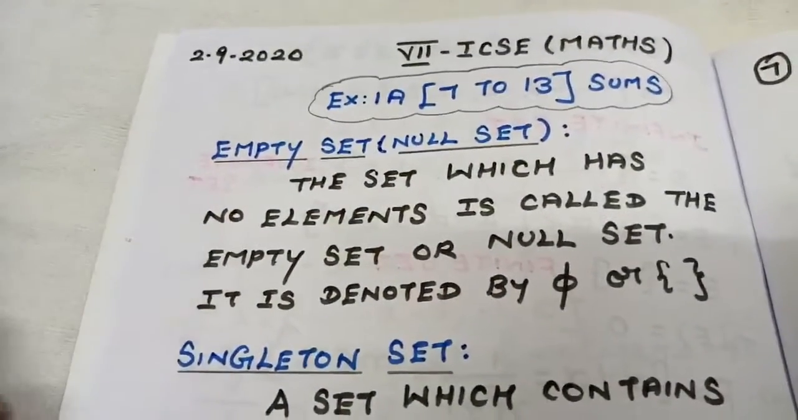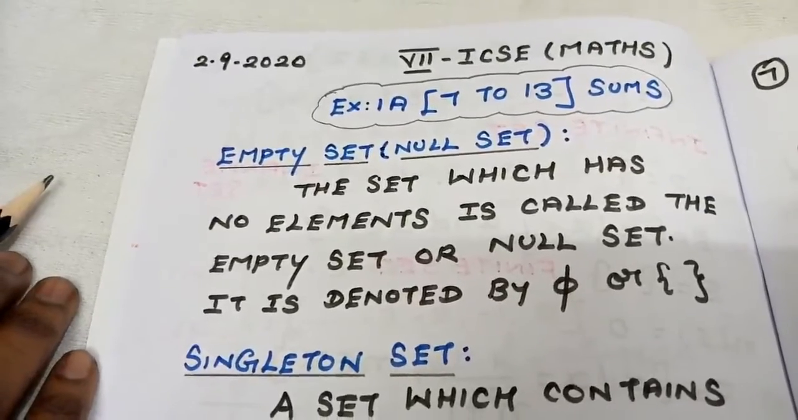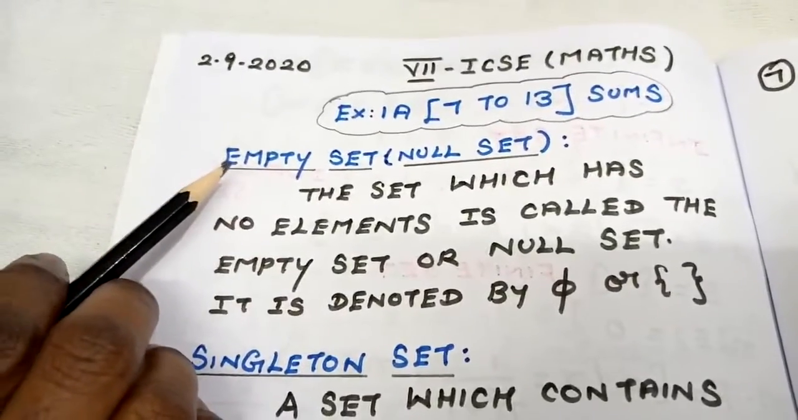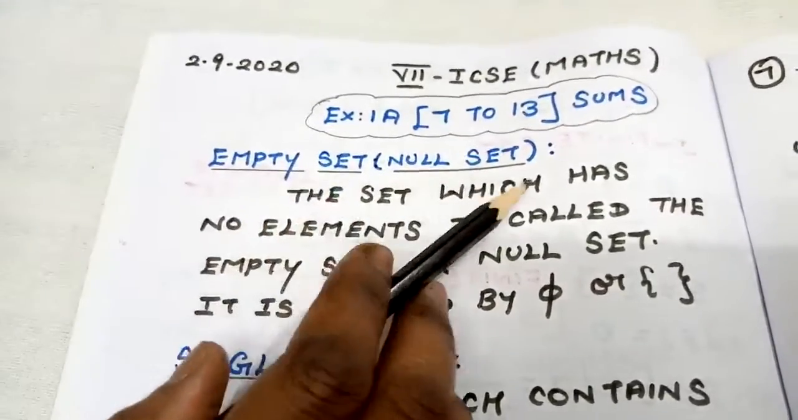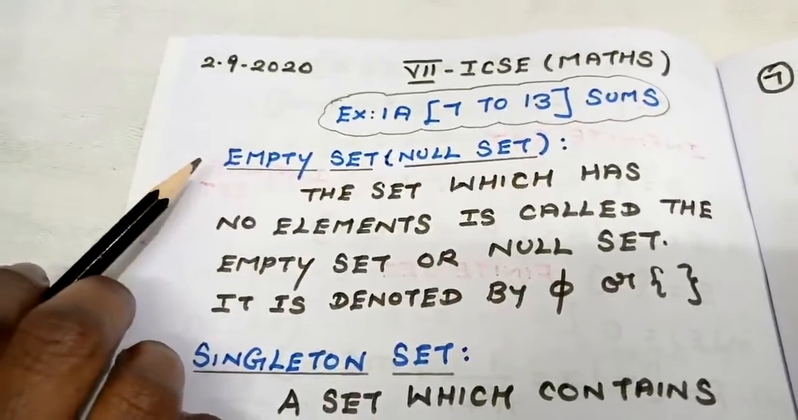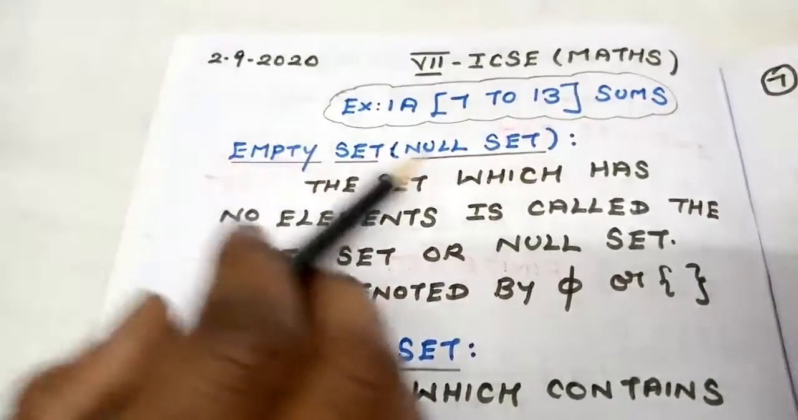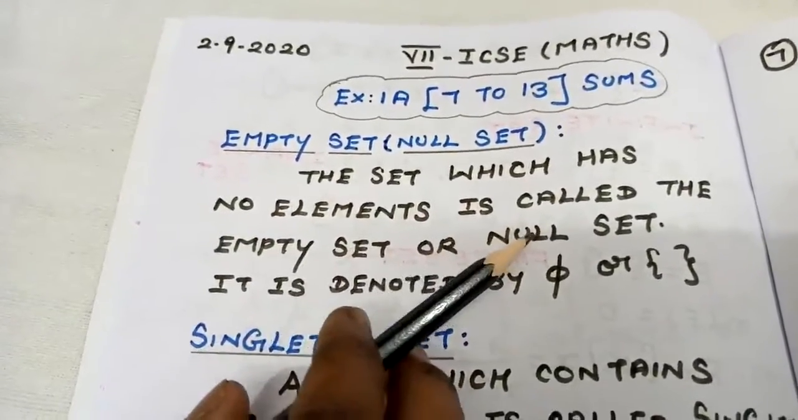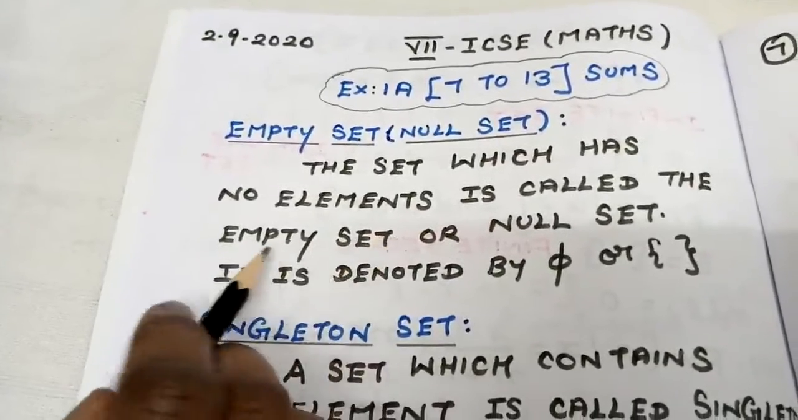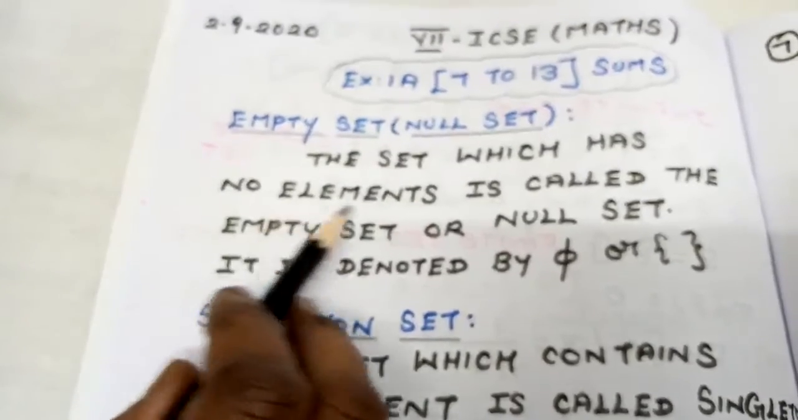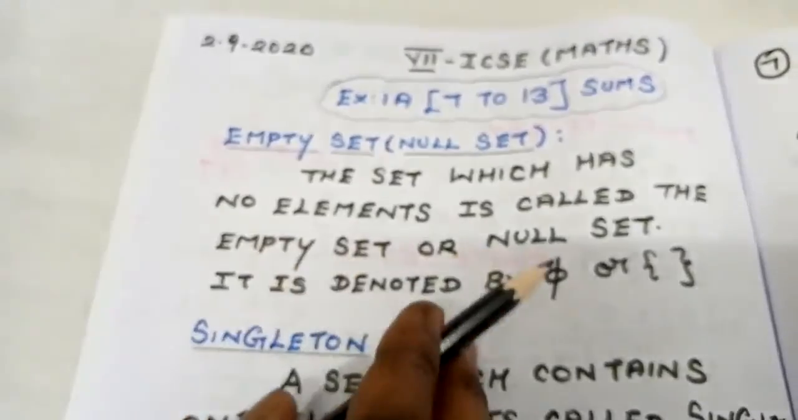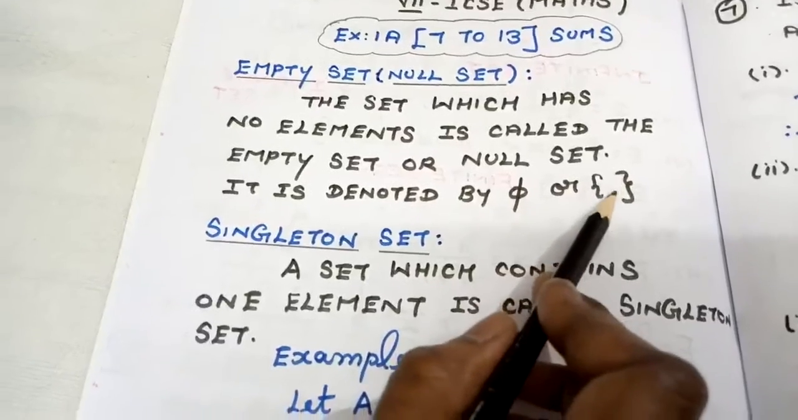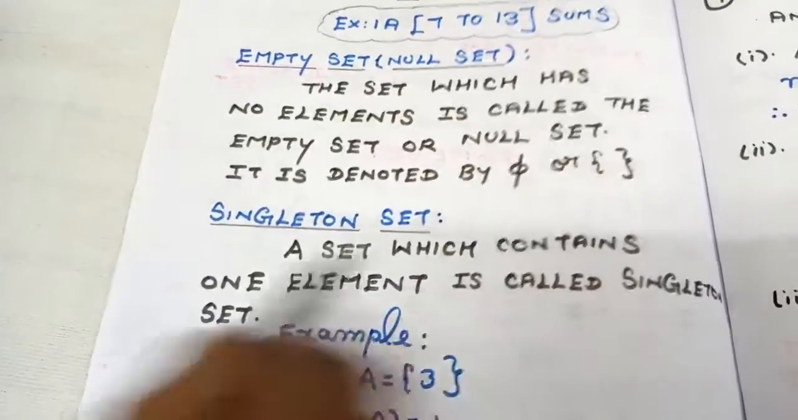Before starting with the 7th sum, I am going to teach you some definitions based on sets. So the first one we are going to see today is empty set or null set. So what is the meaning of empty? Empty means nothing inside. The set which has no elements is called empty set or null set. If you are not going to have any elements, then we say that that particular set is an empty set or null set. It is denoted by phi, or sometimes they will be opening the bracket like this and closing it, students, and inside you will not have anything.